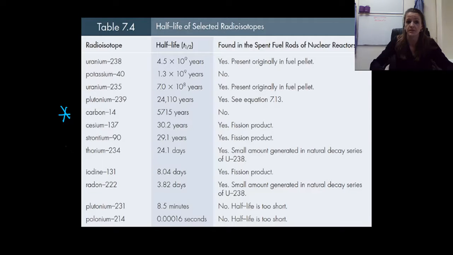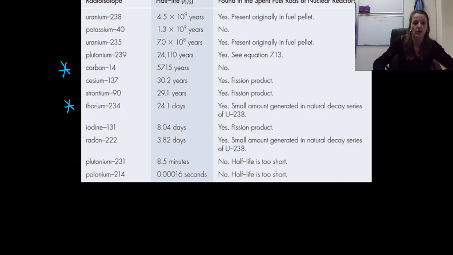But I will experience something like thorium-234 because its half-life is only 24 days. I've definitely lived for 24 days. And if you come down here all the way to the bottom, like I mentioned earlier, you have polonium-214, which has a half-life of 0.00016 seconds. That's teeny tiny. It basically goes from a concentration of 100% down to 0 like that. Okay, so fast.